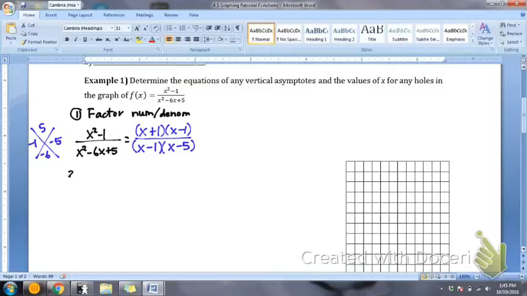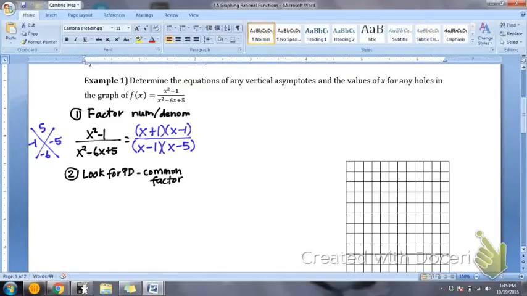Okay, step number 2 is look for the PD. And remember the PD, the point of discontinuity, is the common factor. So what do these two have in common? Excellent. The x minus 1 is in common.